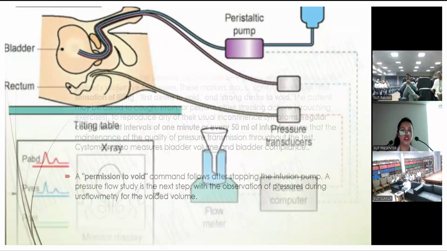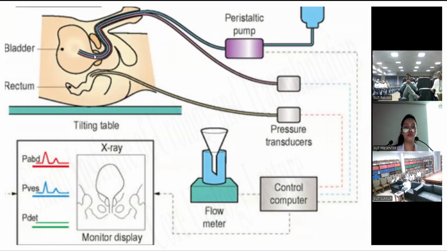So this is a picture in which there are the transducers and catheter placed over the bladder and in the rectum. This one is the pump, which is connected with the irrigation fluid, which is infusing. And these transducers are connected to the system. The graph is shown in three traces: the P abdomen, P vesicle, and P det. It's abdominal pressure, vesical pressure, and detrusor pressure.